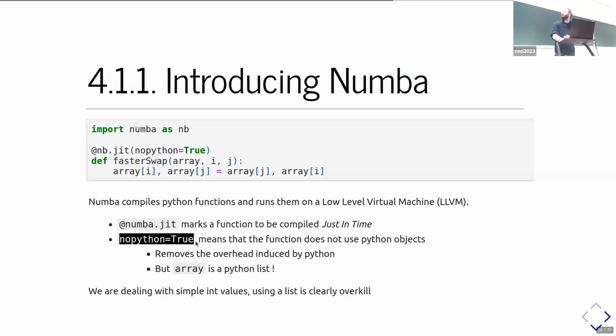As I said, no Python means that the function does not use Python objects. This is an issue for me because, if you remember, my arrays are basically Python lists. It removes the overhead induced by Python, which is why it's better to not have Python objects. But the array is a Python list, so that is an issue.